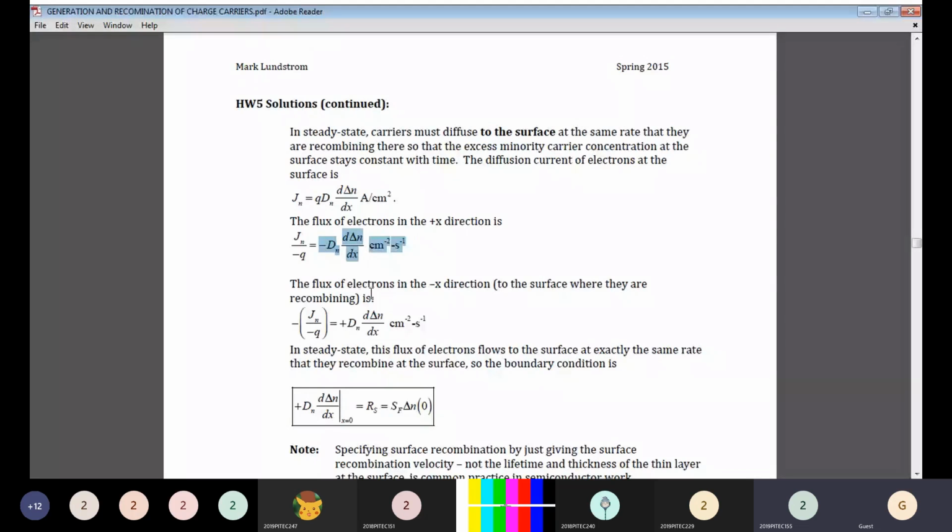The flux of the electrons in the x direction to the surface where they are recombining is −Jn/(−q), which is equal to plus Dn dΔn/dx per centimeter square per second. In steady state, this flux of electrons flows to the surface at exactly the same rate as that they recombine at the surface. So the boundary condition is plus Dn dΔn/dx at x = 0, where Rs = Sf Δn(0).